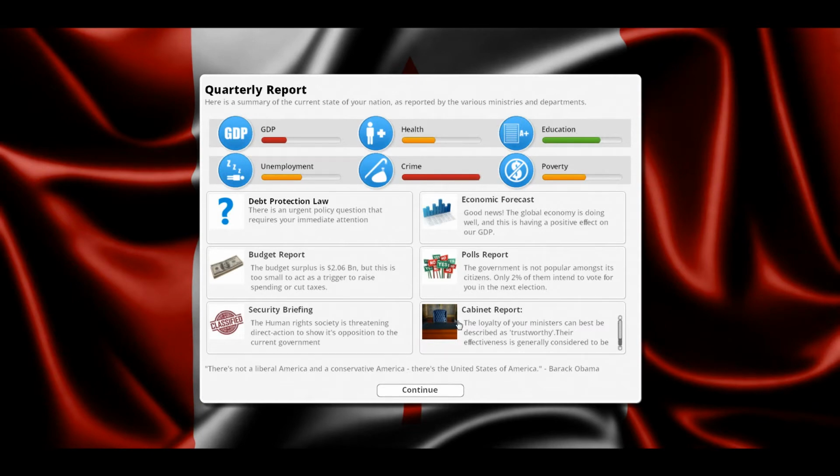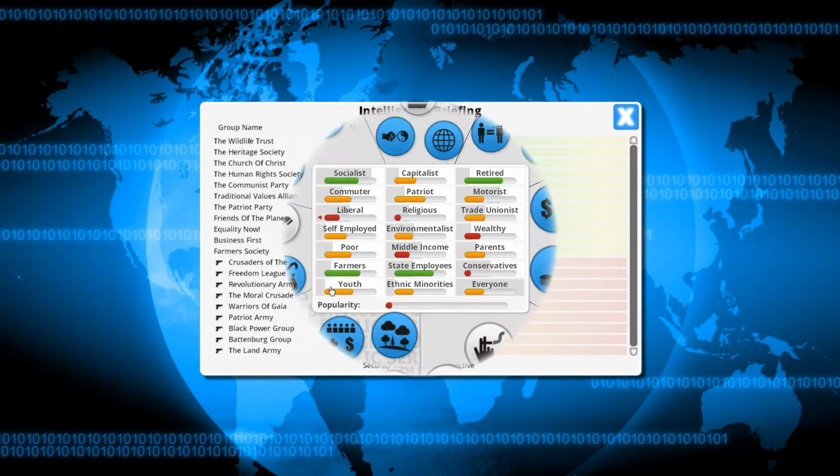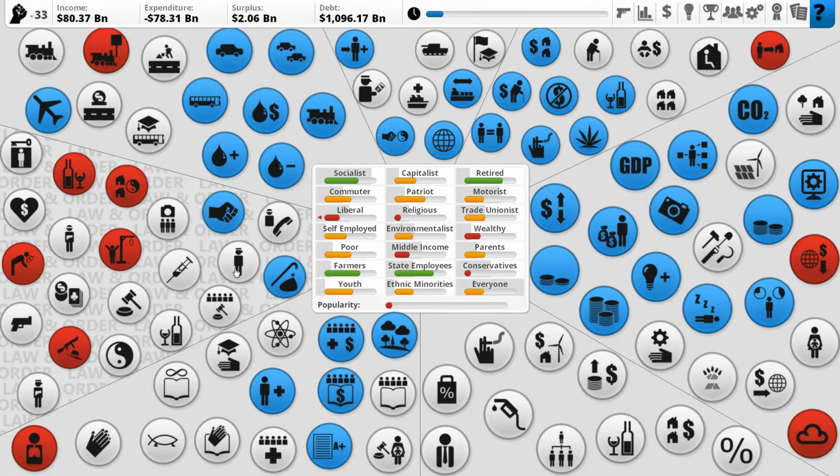No effect on crime that turn. That's too bad. We're still on a surplus of 2 billion here. We can also see there's a human rights society that's apparently pissed off at me. Oh, but these people are non-violent. You only really have to worry when the bottom groups come in, because they can assassinate you, which is kind of cool, actually.